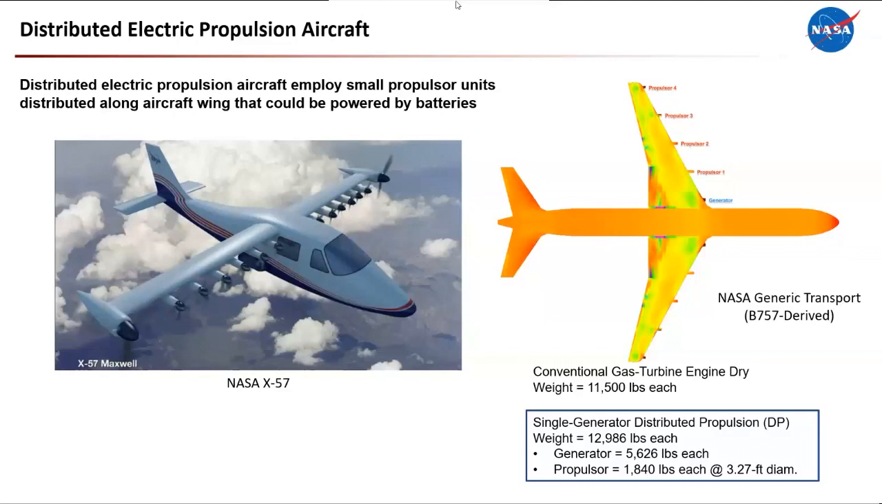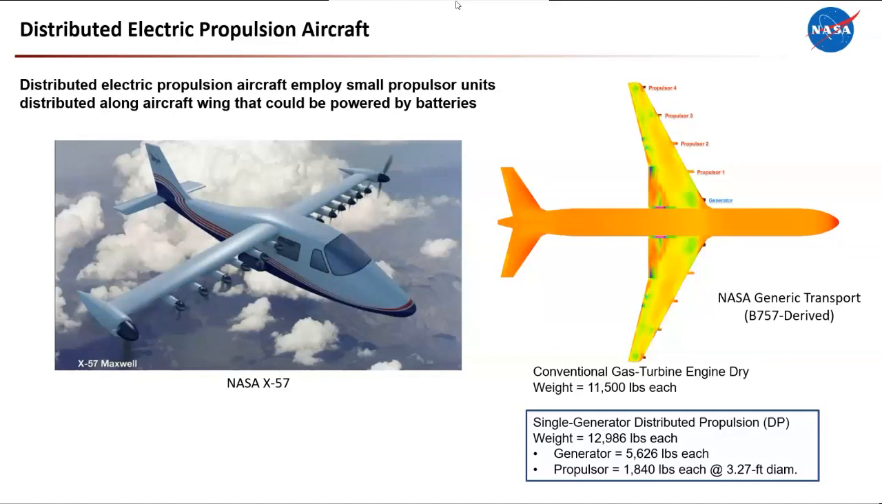But you look at the conventional gas turbine engine for the Boeing 757, I think it's like a Pratt & Whitney 4200 series. The dry weight for that engine is about 12,000 pounds. Now if we're going to remove that gas turbine engine, we're going to replace it with electric propulsors. And let's say we do a hybrid configuration where we still have a power generating unit.